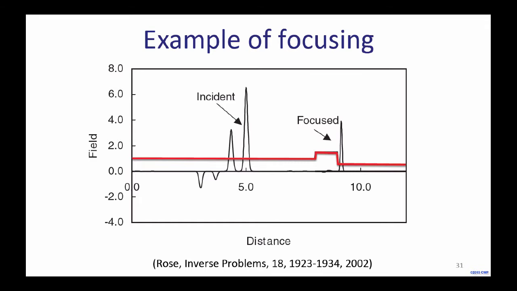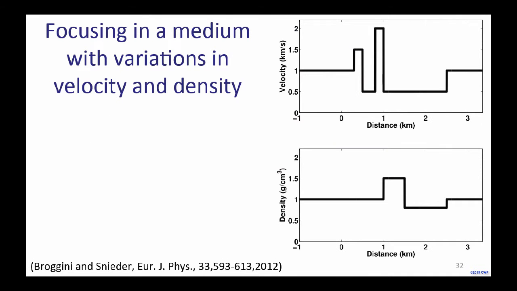This is an example of his paper. You see a velocity profile indicated by the red line. There are two incident pulses coming in from the left, and they conspire together to give you a focused wave field to the right of the inhomogeneity. We did the same thing. This was what Filippo Borghini did. He showed it like 3 or 4 years ago at the CWP meeting.